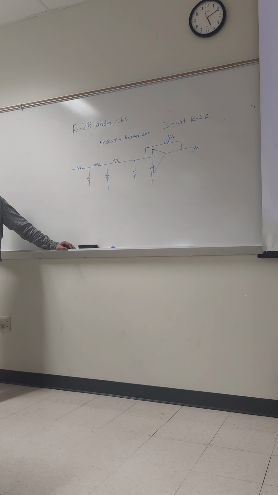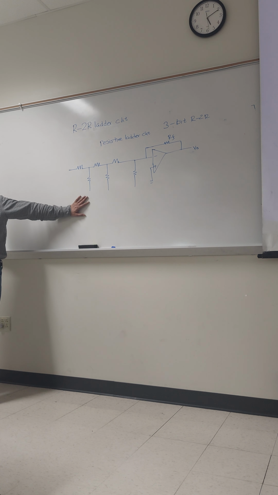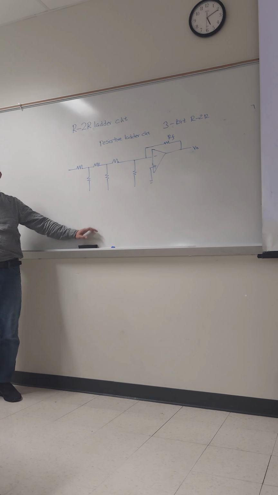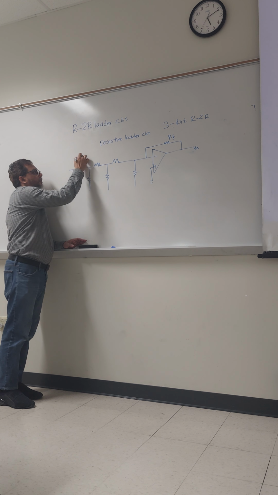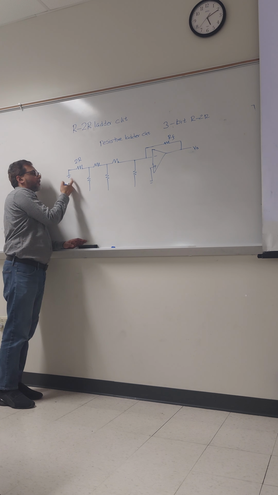This is the circuit. Not complete yet, but this is the resistance. Now we have to give the resistance value according to the input. Here, this resistance will always be 2R, and it will be connected to the ground.